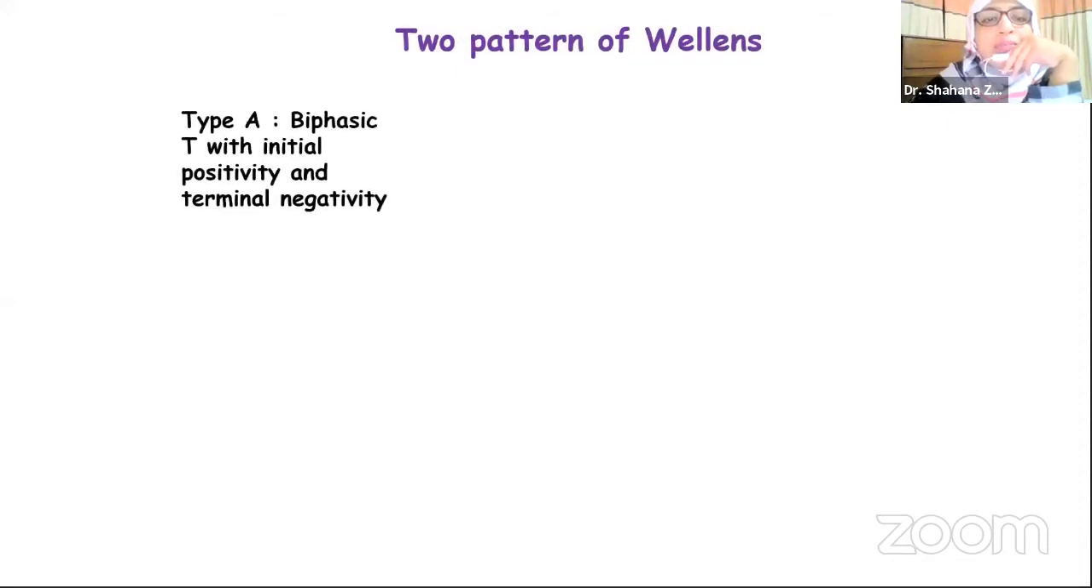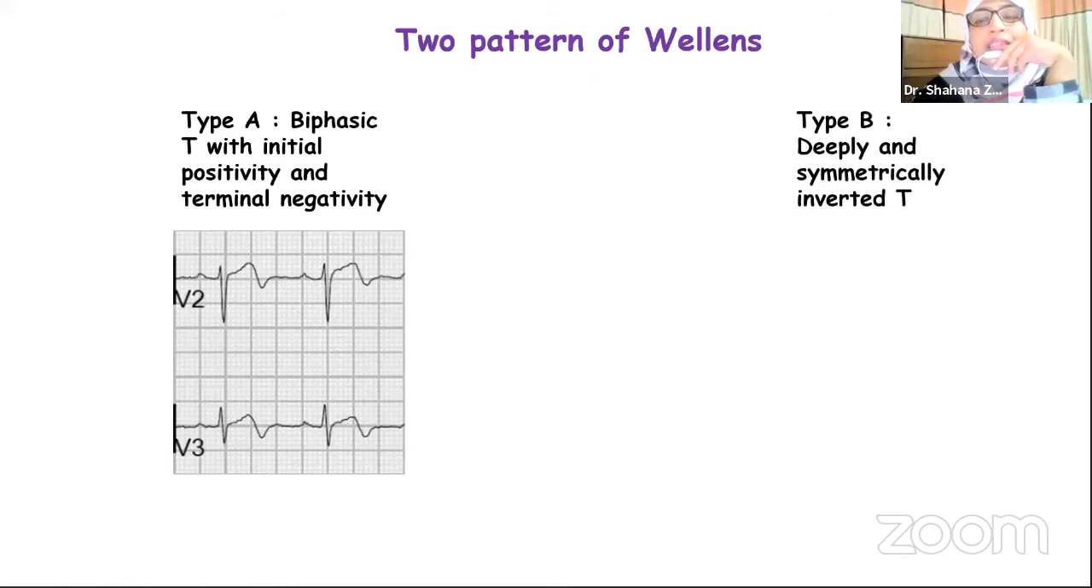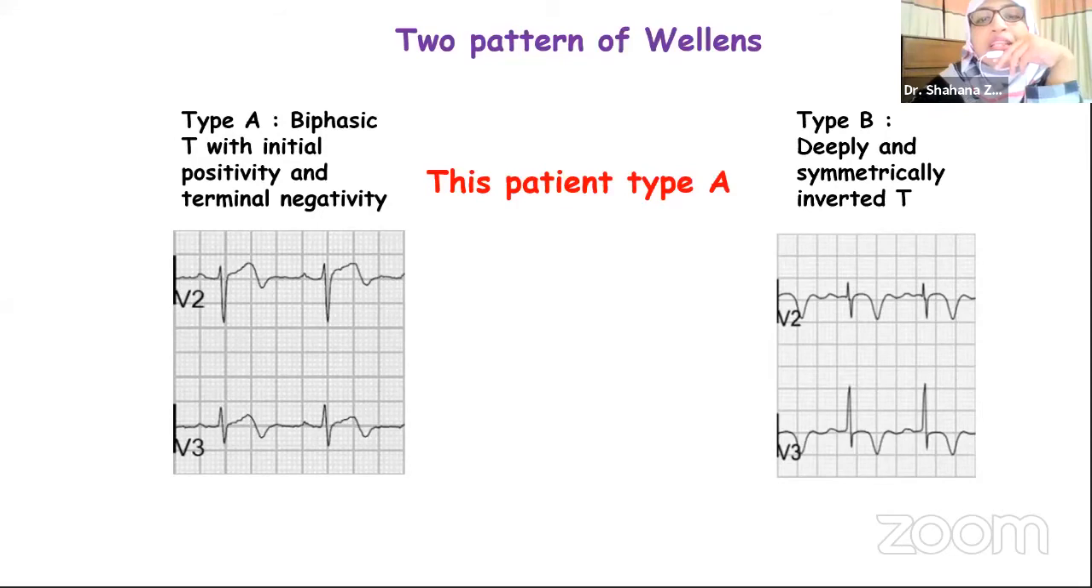There are two patterns of Wellens'. Type A, biphasic T with initial positivity and terminal negativity. Type B, deeply and symmetrically inverted T. Our patient has features of type A.